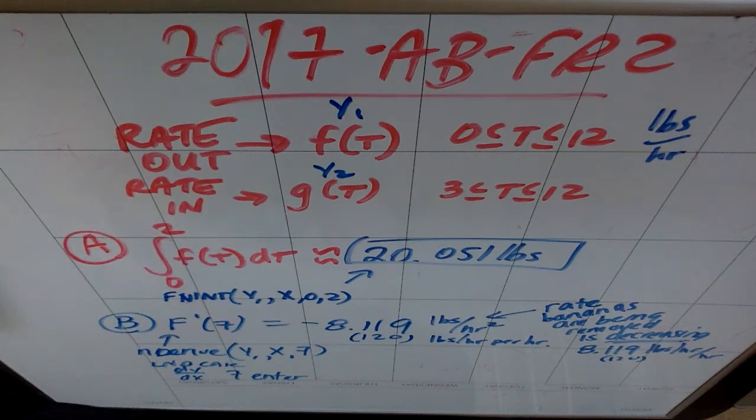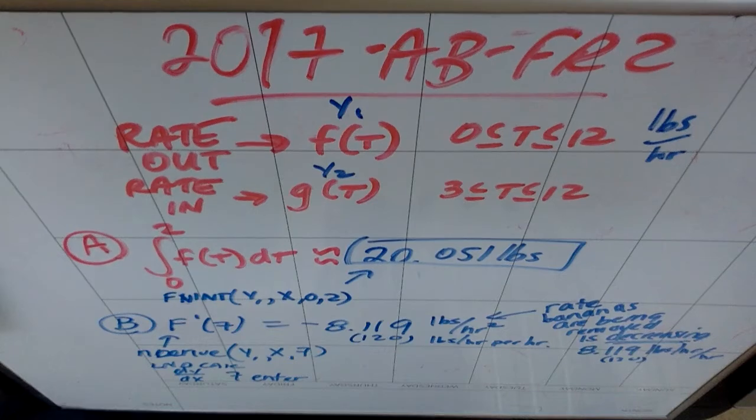Okay. And again, pounds per hour is one way to write it. You could also write pounds per hour squared. They mean the same thing. All right, part C. Is the number of pounds of bananas on the display table increasing or decreasing at t equals 5? Give a reason for your answer.